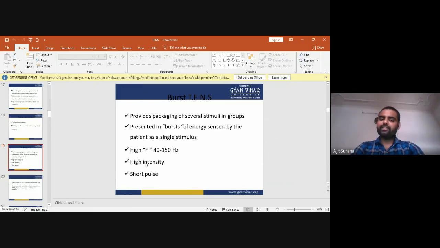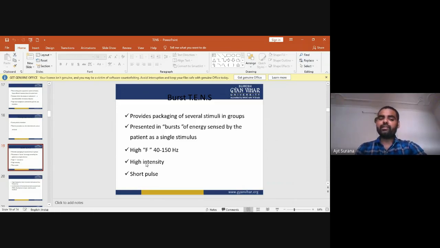They have a high frequency, that is 40 to 150 hertz. They have a high intensity and short pulse. So this is all about the burst TENS.